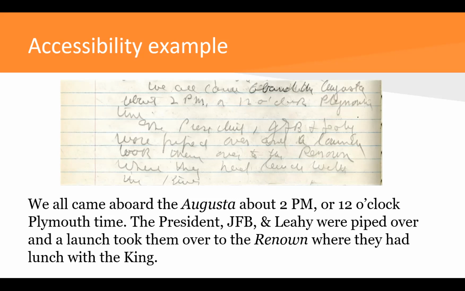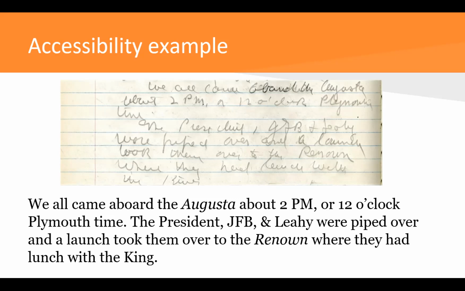Okay. Well, this is perfectly available, and due to the transcription, it's certainly accessible. I can read it, but there are a few questions that come to mind. What is the Augusta? Where is Plymouth? Which president are we talking about? Who are JFB and Leahy? What does piped over mean? What is the Renown? And which king are we talking about?